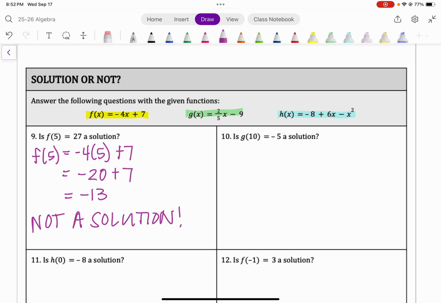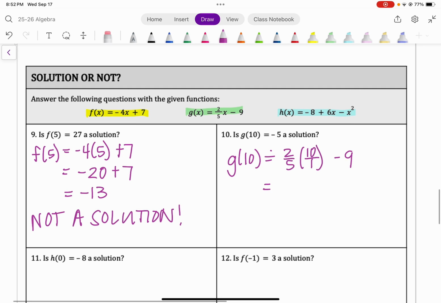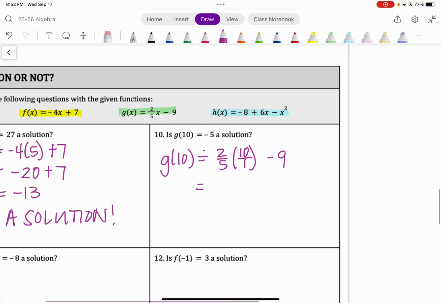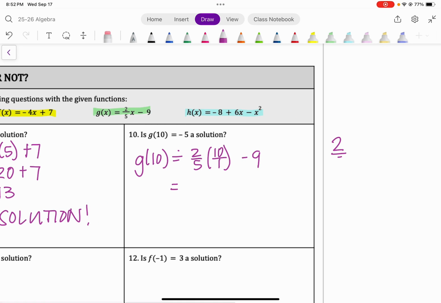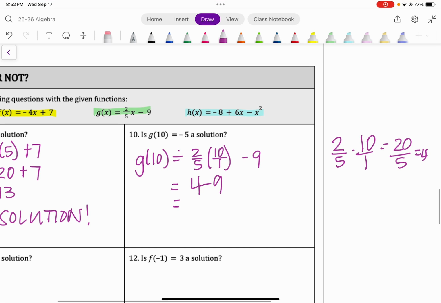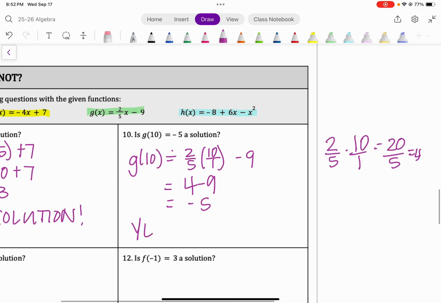G of 10, so we're going to take 2/5 of 10 over 1. Well, 1/5 of 10 is 2. 2/5 of it would be 4. You could also multiply it like this. 2/5 times 10 over 1. 20 over 5 would equal 4. So 4 minus 9, does that equal negative 5? And it does, so yes. It is a solution. That means it would be on that graphed line.